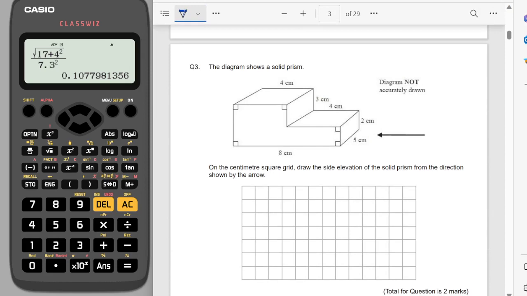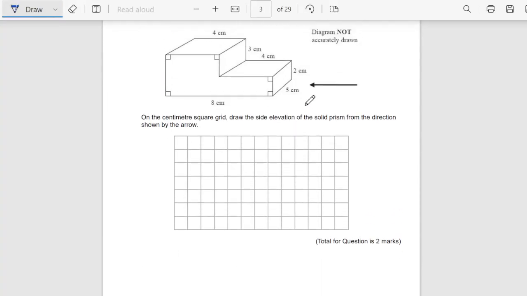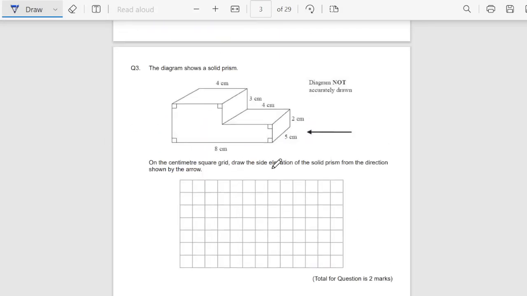Okay, question 3. Let's zoom in on this a little bit. So we're saying this is a centimetre grid. On the centimetre grid, draw the side elevation of the solid prism from the direction shown at the arrow below. So I'm going to see 2 rectangles in effect. The first rectangle is going to be 2 by 5.